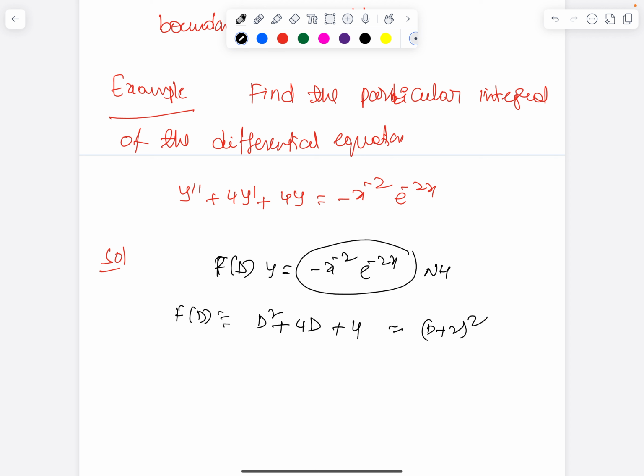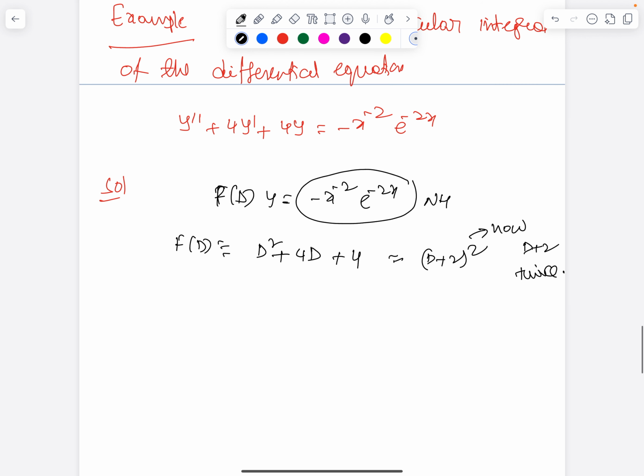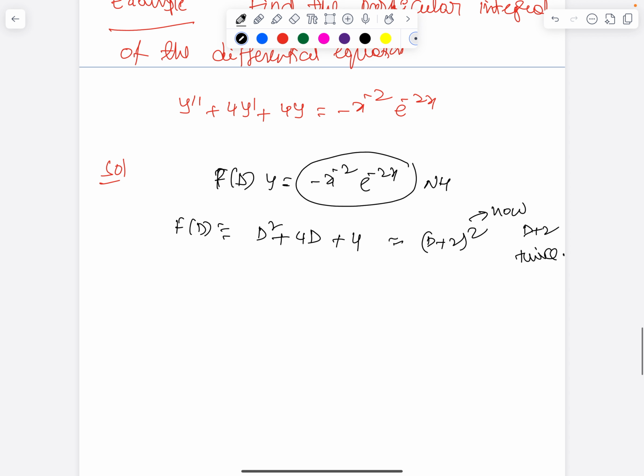You see here, earlier the denominator was (D plus 3) into (D plus 2), now it is repeated. Now D plus 2 is appearing twice, the same term appearing twice. So, how do you solve this problem is the question.